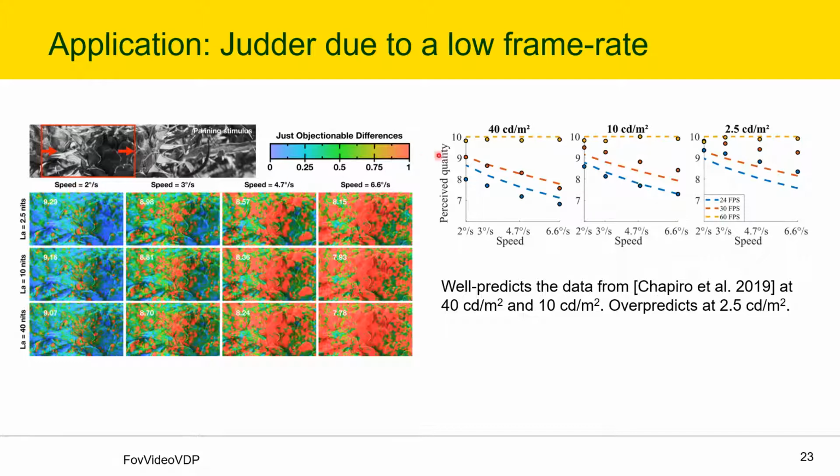The plots on the right show that the metric can predict the data quite well at 40 and 10 candela per square meter, and it over-predicts slightly at 2.5 candela per square meter. And this is most probably due to the limitation of our CSF.